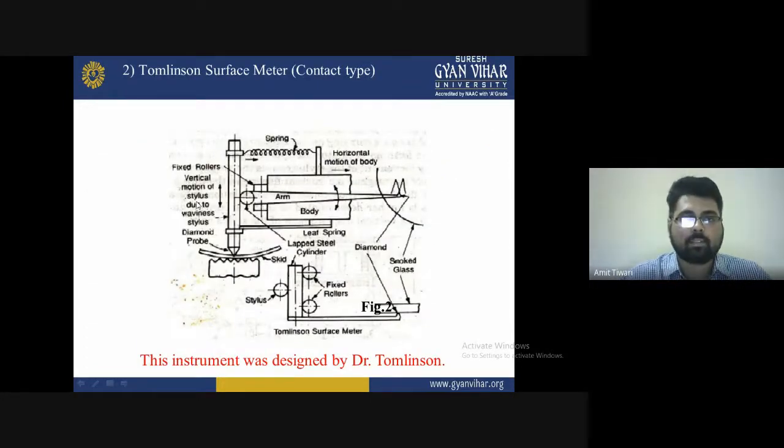The second one is the Tomlinson surface measurement, also a contact type. This is also an instrument used for measuring the surface, designed by Dr. Tomlinson. You put the surface here, and the arm with the diamond is placed here to trace the surface, with the stylus fixed to the roller here. After that, the vertical motion of the stylus due to the waviness is transferred through the fixed roller, and the diamond probe is used to calculate the reading of the material.